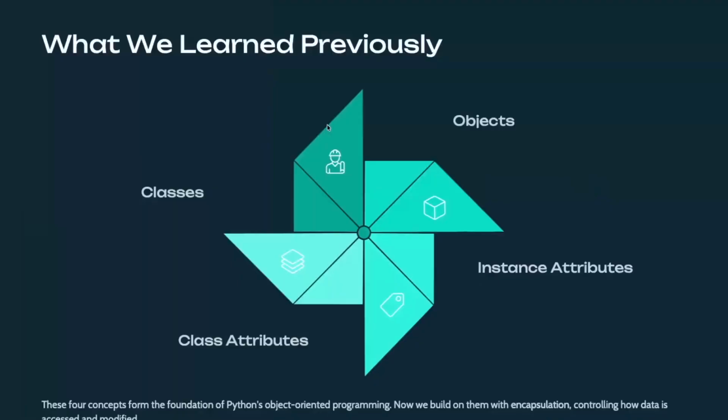Now, before we move forward, let's quickly review what we've learned so far. We know that classes are blueprints for creating objects. Objects are instances created from those classes. We also learned about instance attributes, which belong to individual objects, and class attributes, which are shared across all objects. These concepts form the foundation of OOP. Today, we're going to build on them by learning how to control access to data inside our objects.